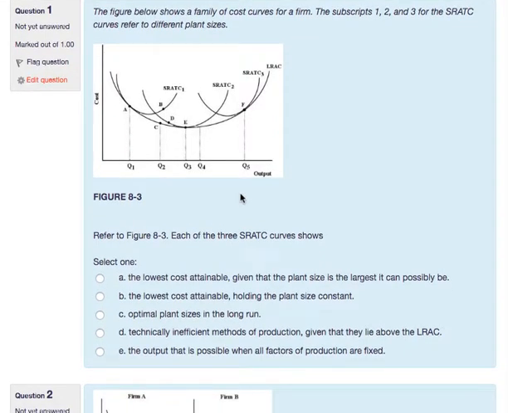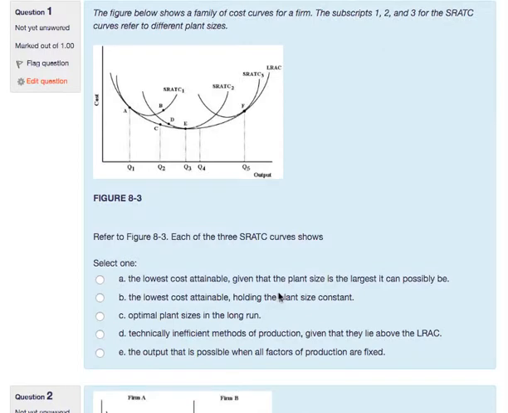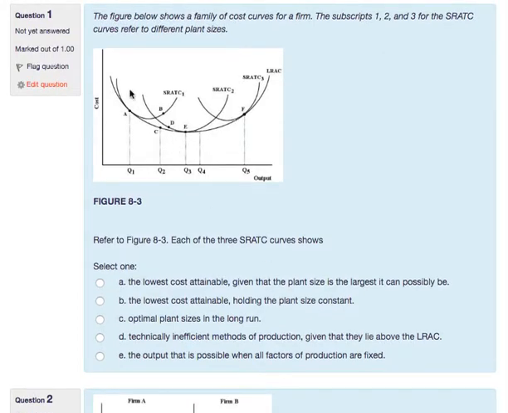But the whole curve doesn't just represent the lowest cost attainable, given that the plant size is the largest it could possibly be. This is the lowest cost attainable for different output levels for this plant size here. The lowest cost attainable holding the plant size constant. So one SRATC curve holds the plant size as constant. So yes, it is the lowest cost it could get for different output levels.